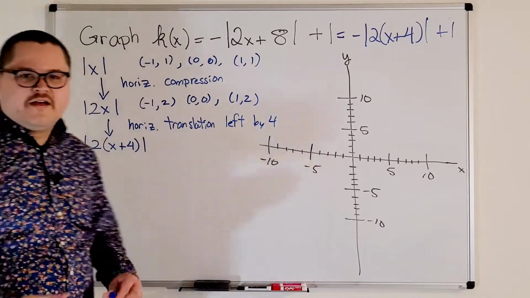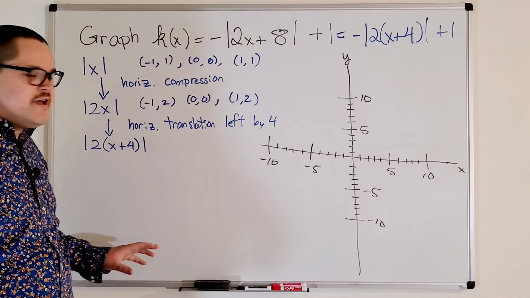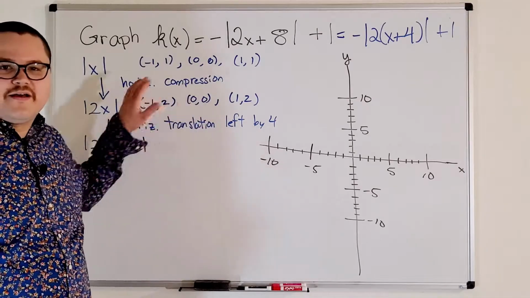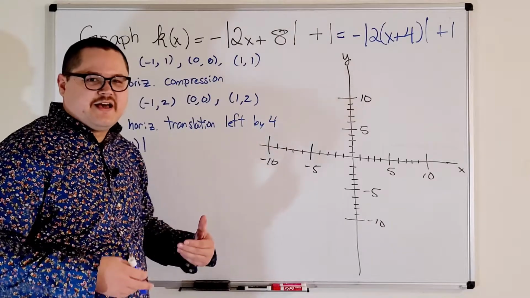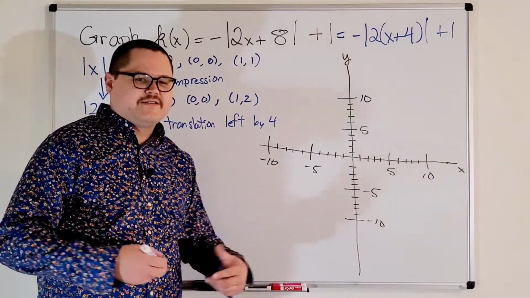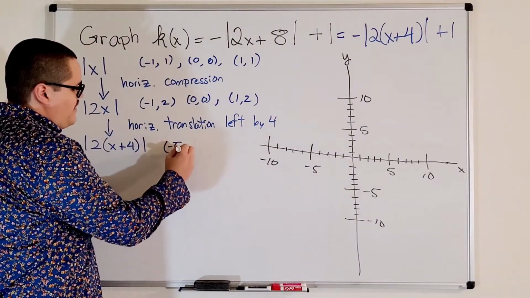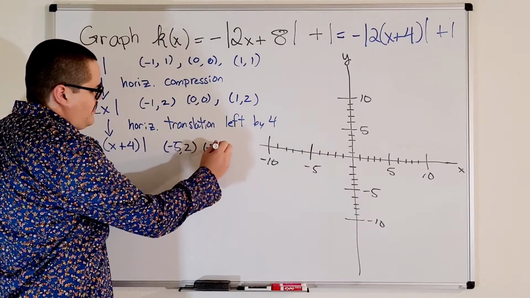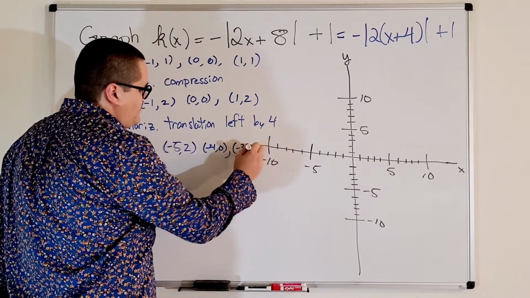Okay. So if we know these 3 points were on this curve, then we can get 3 points on this curve by moving each of these points left by 4. So left and right, that affects the x-axis. Left by 4 means we'd subtract 4 from each of the x values. So instead of negative 1, 2, I have negative 5, 2. Instead of 0, 0, I have negative 4, 0. And instead of 1, 2, I have negative 3, 2.